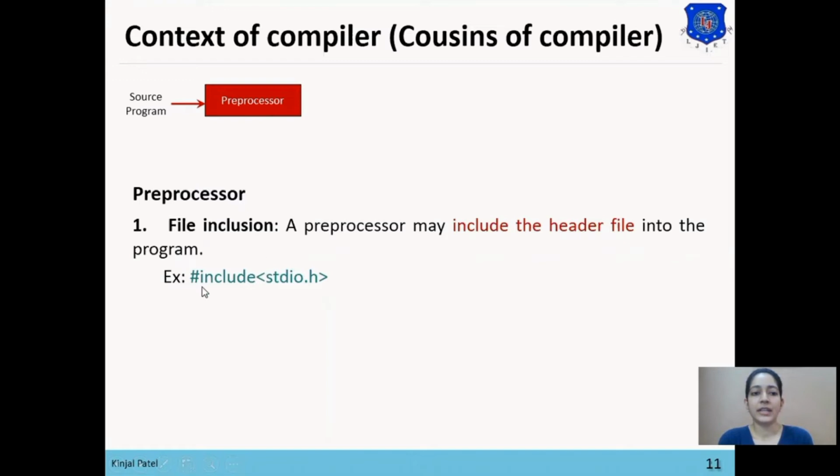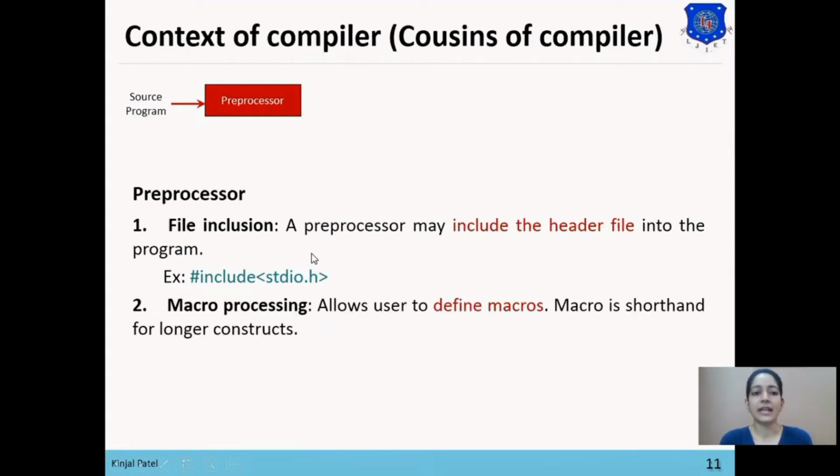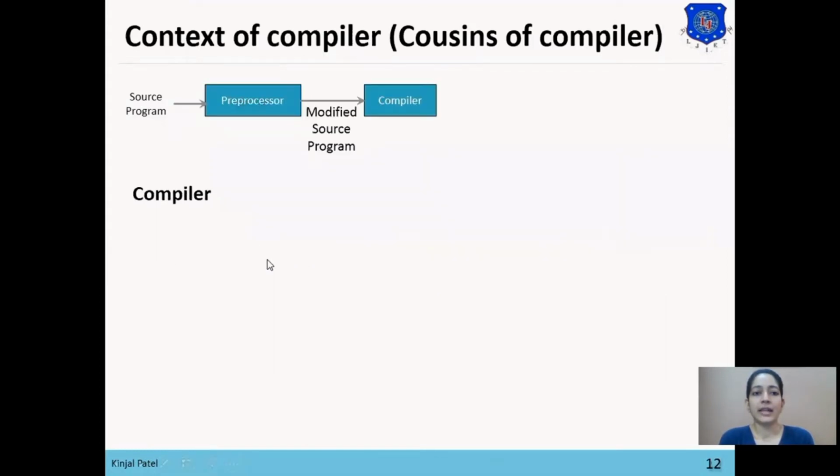For example, if a line of our program is hash include stdio.h, then preprocessor will remove this line and it will add the required header files into our program. Then second function is macro processing, means it also allows user to define macros. So the constant value will be replaced by adding the files from the library. Then preprocessor converts the source program into modified source program. So in modified source program, there are no hash lines in it.